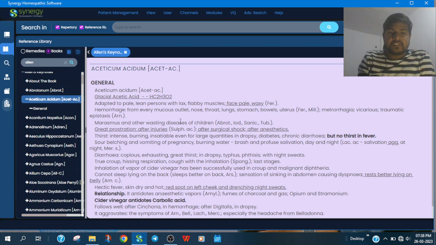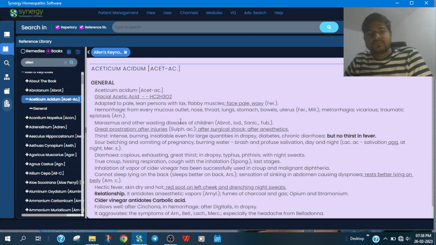Next, marasmus or other wasting diseases of children: abrotanum, iodum, senecio, tuberculinum. So in this symptom, I'm not comparing all the abrotanum, iodum, senecio, or tuberculinum, because it has been given somewhere here. Click on the i button, you can see and you can read that medicine from an abrotanum topic that I have posted 2-3 days ago.